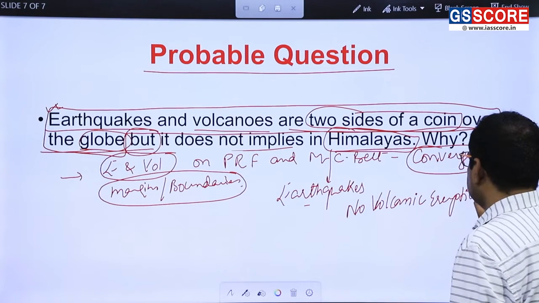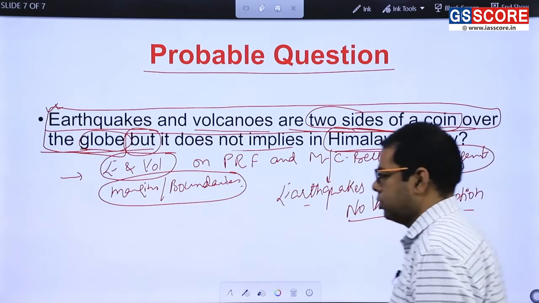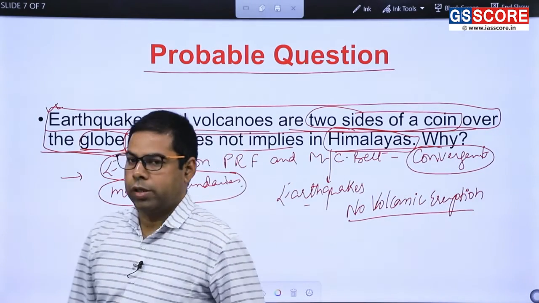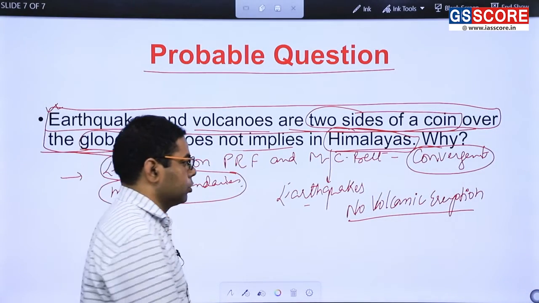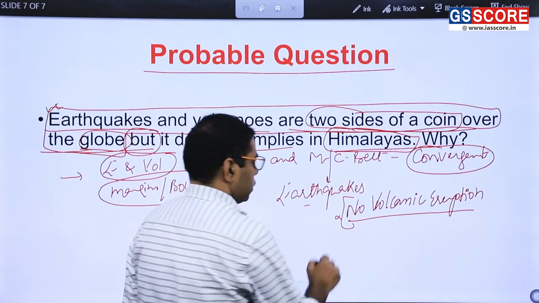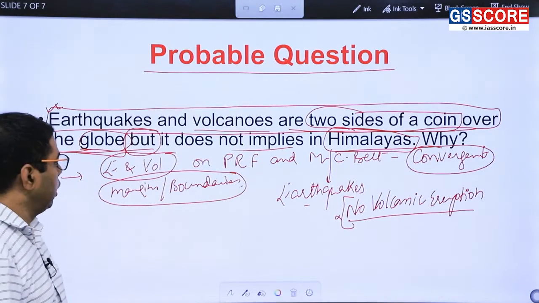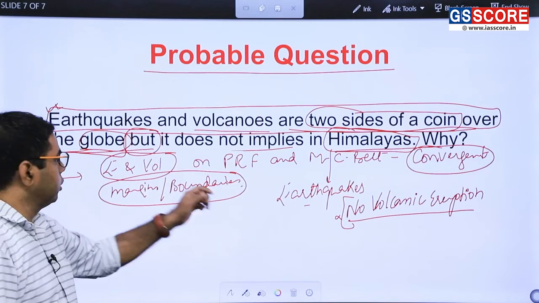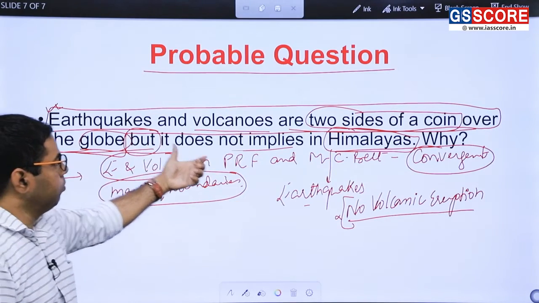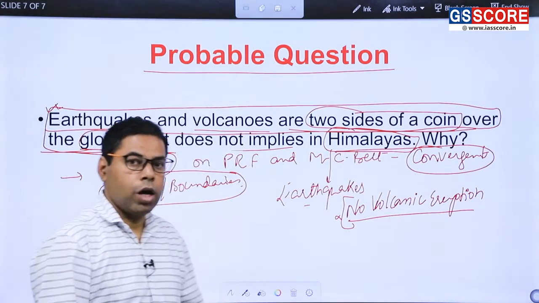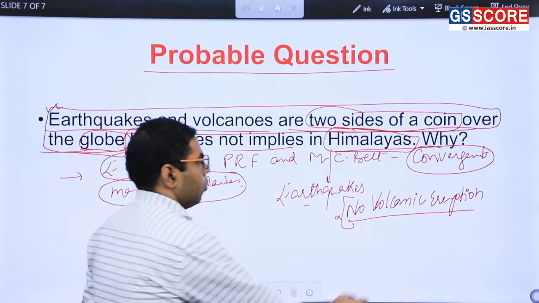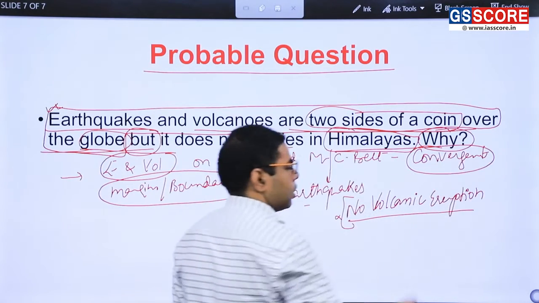So volcanic eruption is absent there in the Himalayas. We do not come to know, or we do not hear any news about a volcanic eruption. So this is absent, right? It is saying this, right? But it does not imply in the Himalayas. So you have to say why does it happen?